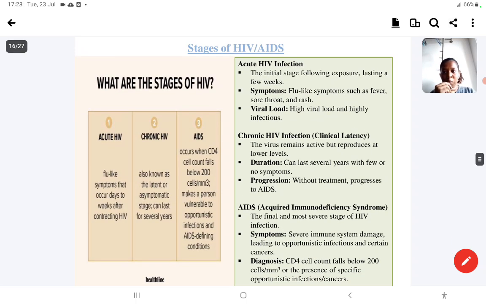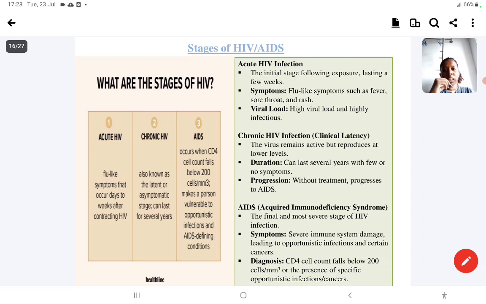Okay, next we move to the stages of HIV AIDS. It starts from the acute HIV infection. The initial stage following the exposure, lasting a few weeks. So the symptoms will be flu-like symptoms such as fever, sore throat and rashes. The viral load will be high and it is highly infectious.